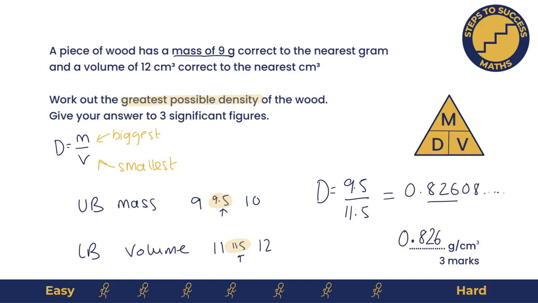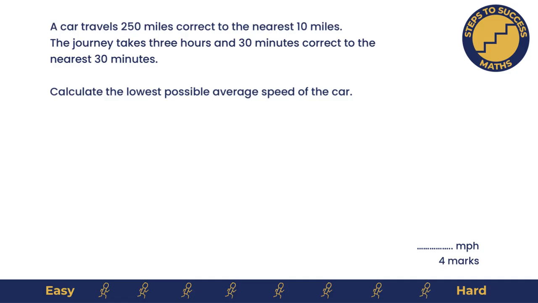A car travels 250 miles correct to the nearest 10 miles. The journey takes 3 hours and 30 minutes correct to the nearest 30 minutes. Calculate the lowest possible average speed of the car. Okay, so we're talking about speed. So we're going to need to know our speed, distance, time triangle. Speed is distance over time. Looking on the answer line, I can see my answer is going to be given in miles per hour. So at some point, I need to make sure I don't have minutes in my calculation.